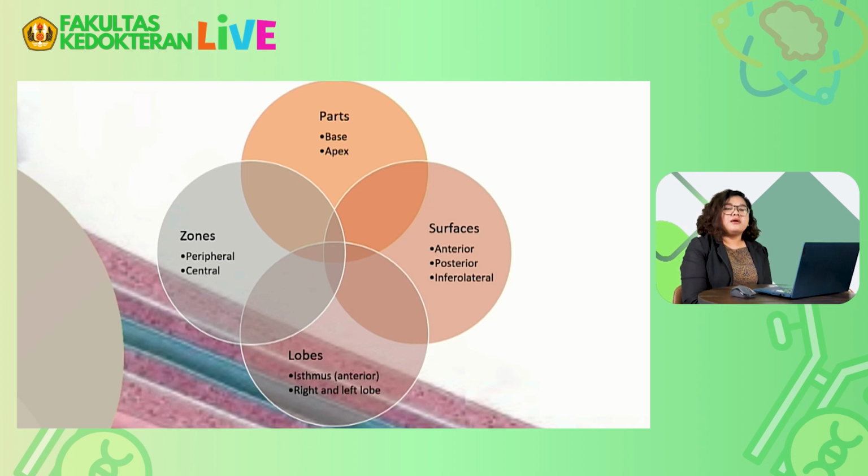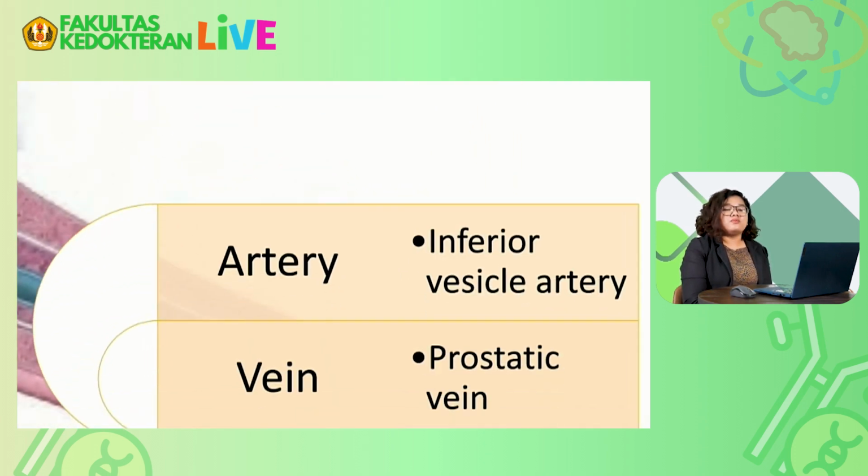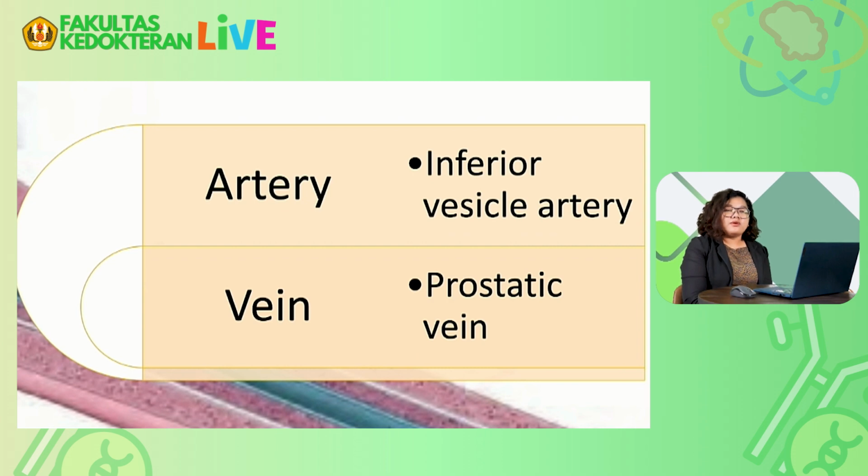And then histologically, we also divide them into lobes, the isthmus on the anterior side, and then we have the right and the left lobe. What about the vascularization? The artery is derived from the inferior vesical artery. It's very close to the vesica urinaria. And then the vein, we have the prostatic vein.